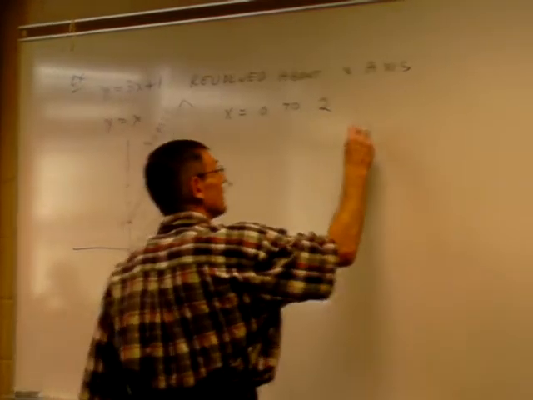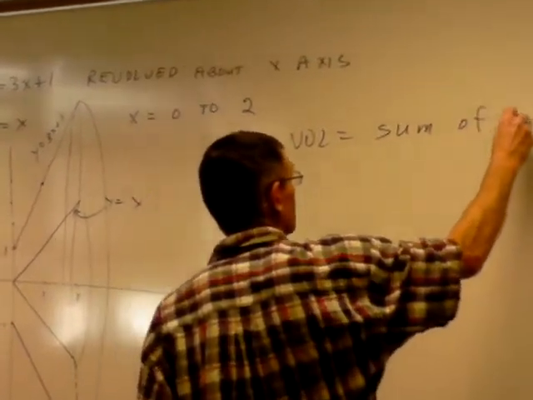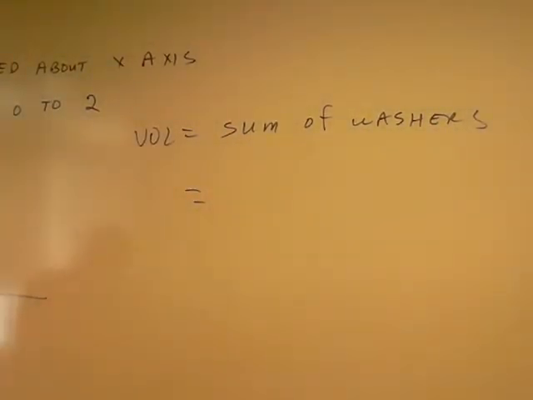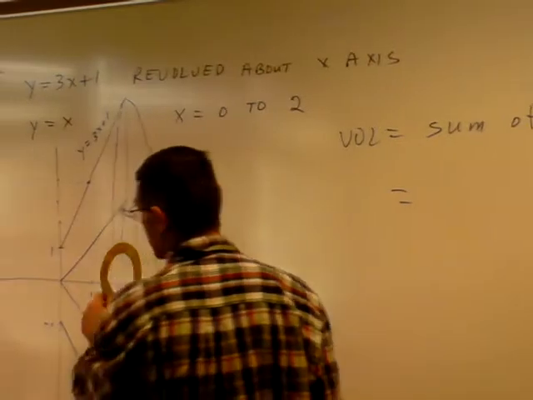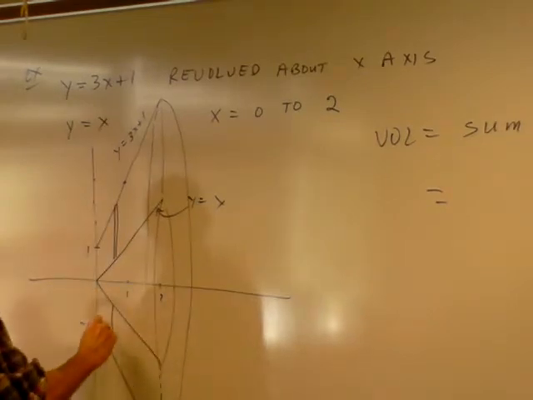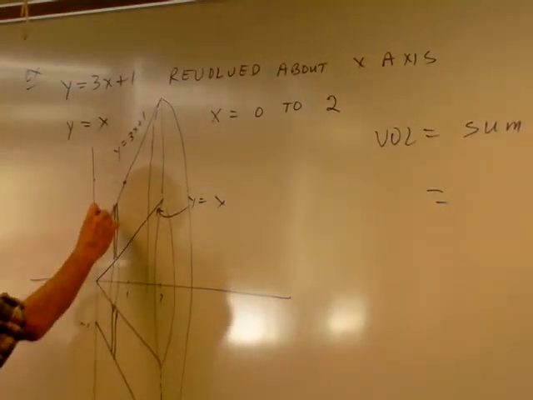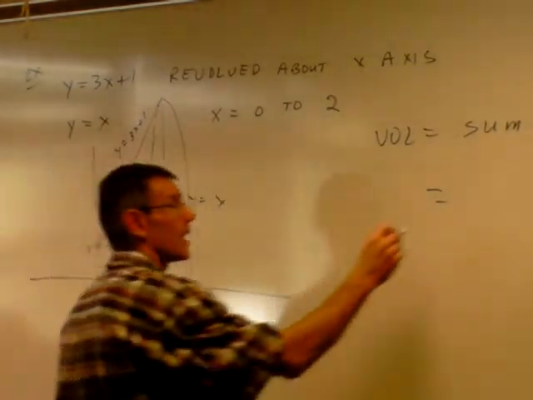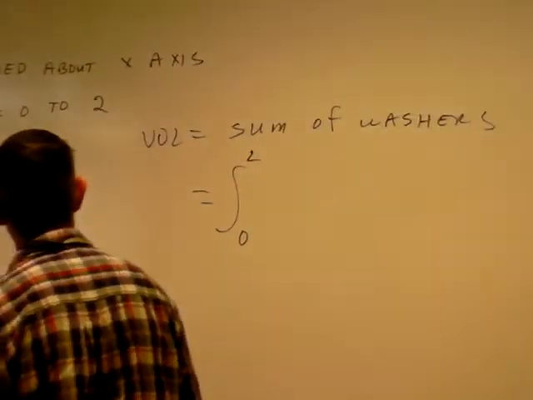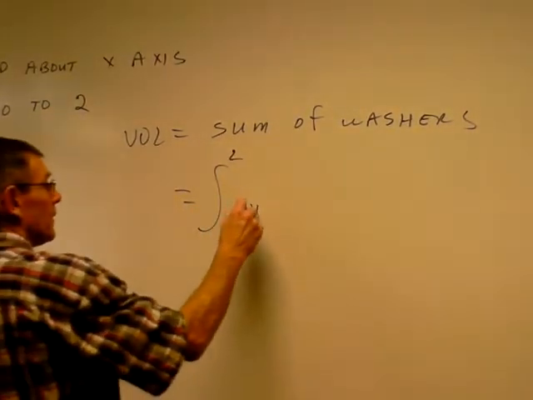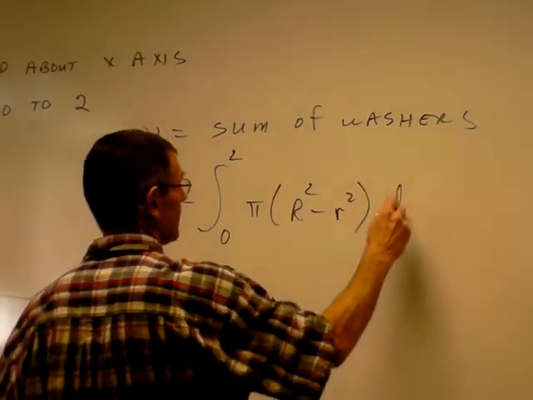Okay, so what's the volume? Volume equals the sum of washers. Okay? Which way are the washers going? They're going this way. So that means the thickness is dx. Each washer here looks like that. And it's got a little shape to it. Okay? So we're adding the washers going horizontally. So that means the washers must go from 0 to 2. The volume of a washer is pi times big R squared minus little r squared dx.